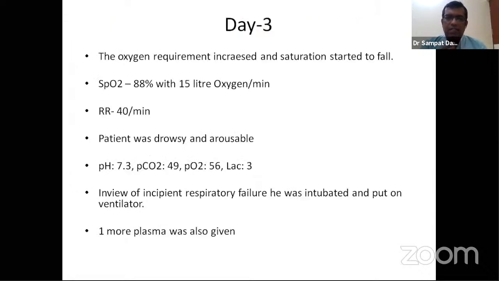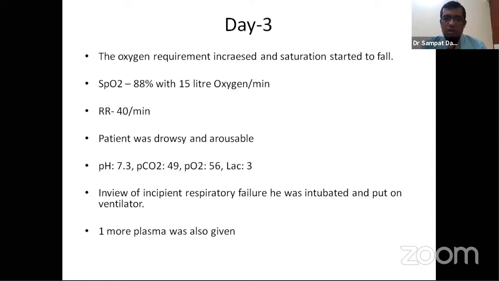Coming back to the case, on day 3 the oxygen requirement suddenly started to increase and the saturation started to fall. The saturation was 88% with 15 liters of oxygen. The respiratory rate increased to 40 per minute. The patient was drowsy but arousable. The ABG was done, which showed a pH of 7.3. The carbon dioxide was 49. The PO2 has come down. The lactate has gone up. So all this ABG shows features of incipient respiratory failure.